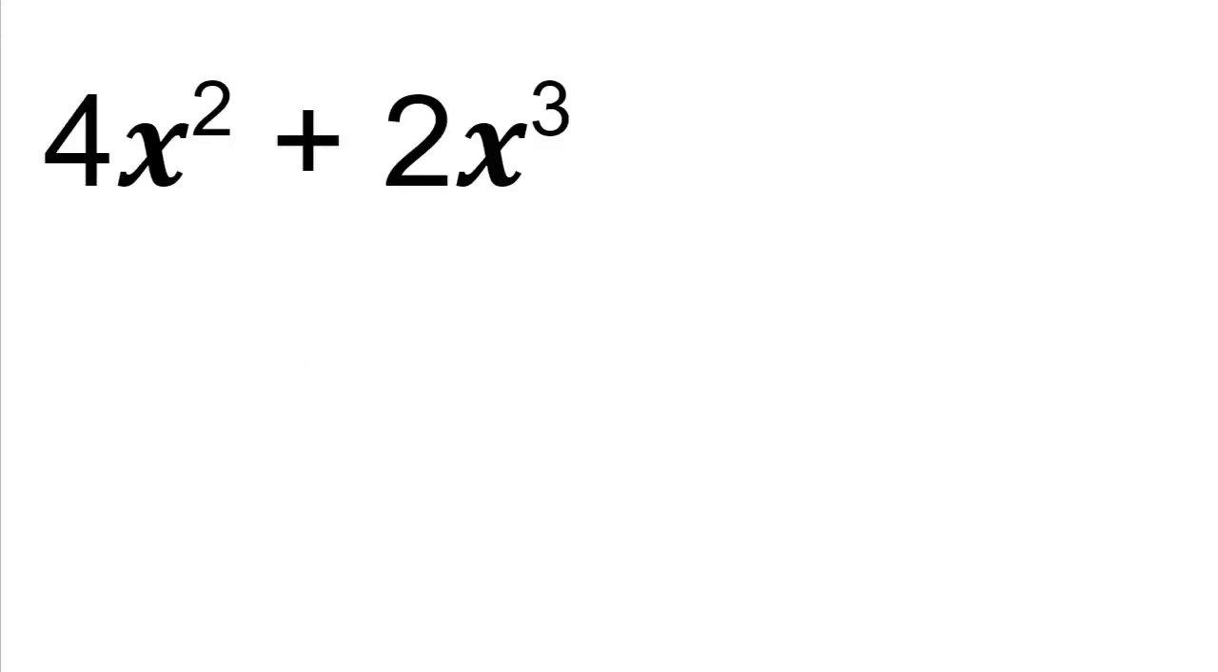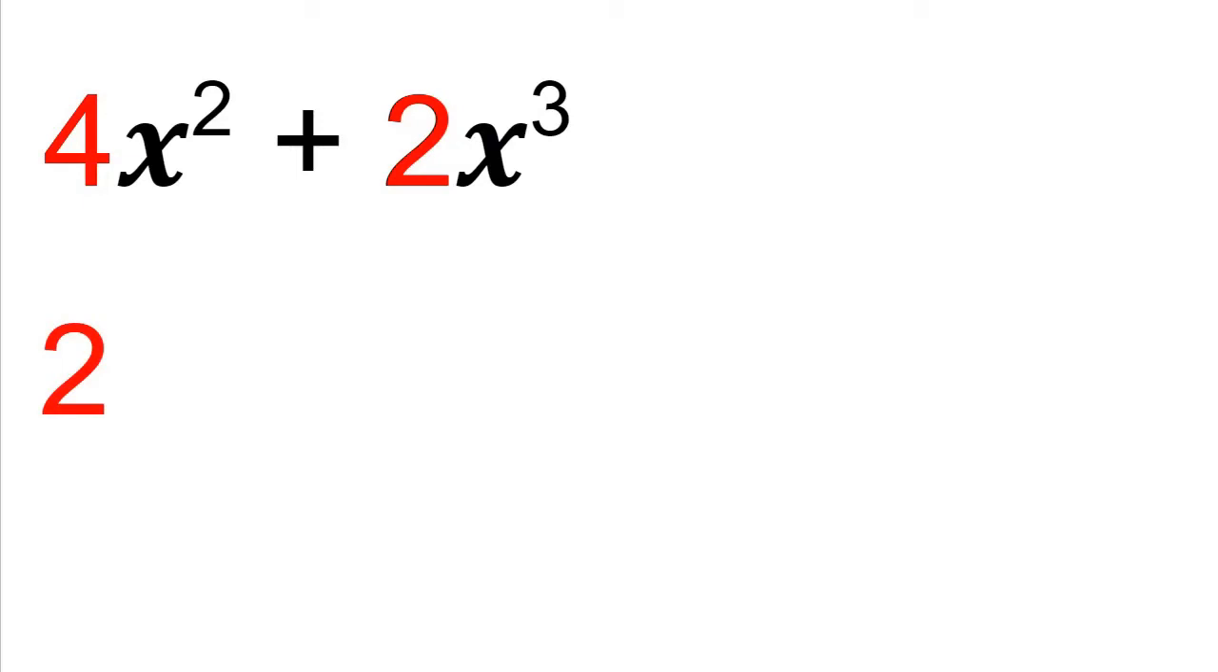In this video, you will learn the basic rules of factoring. Let's start off by factoring 4x squared plus 2x cubed. Now, in order for us to factor this, we need to first take the coefficients and find the greatest common factor. So in this case, the greatest common factor of 4 and 2 would be 2.